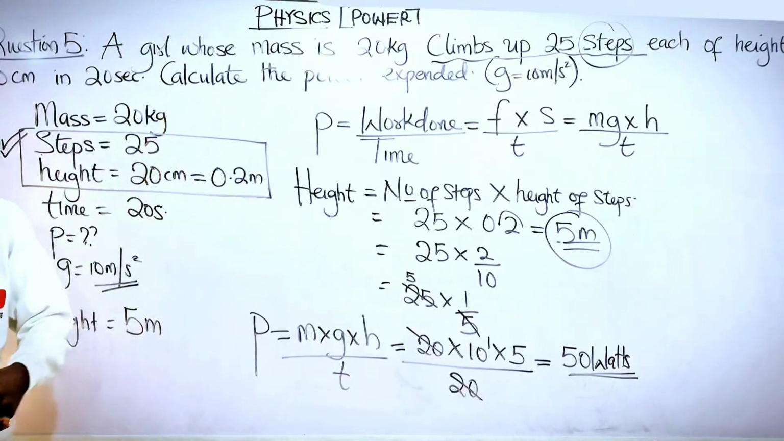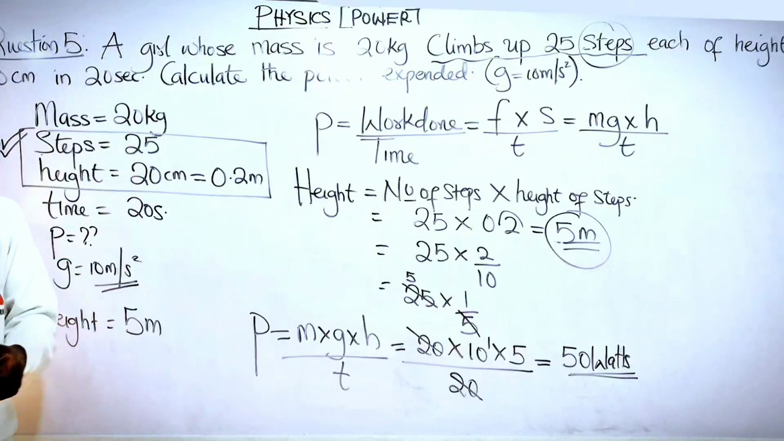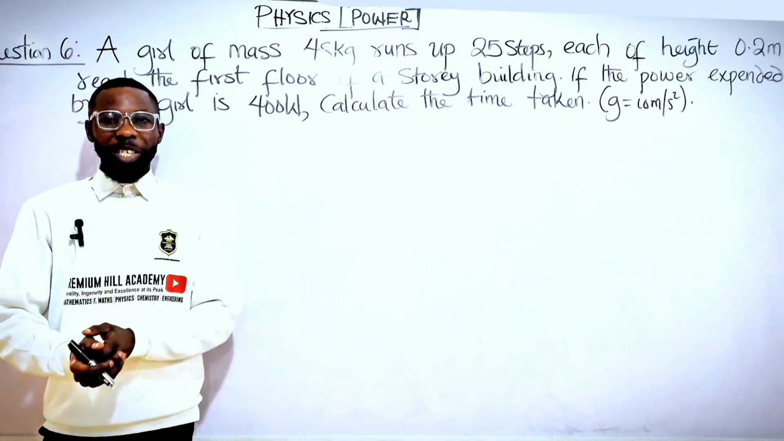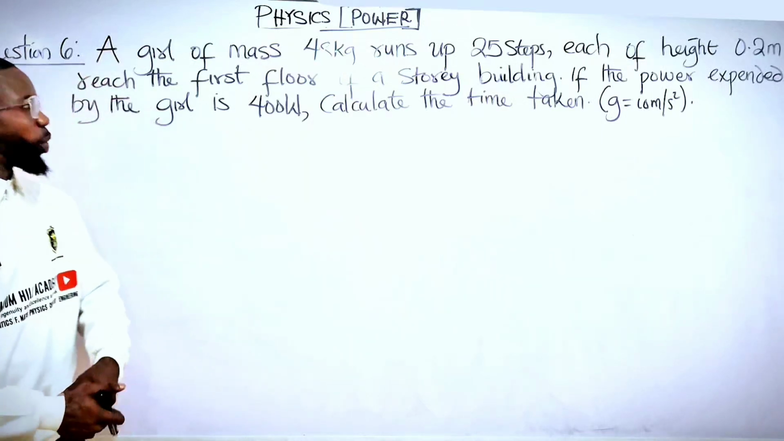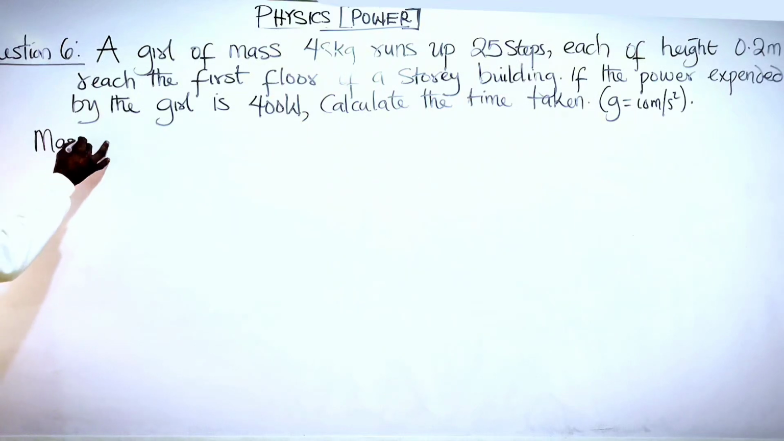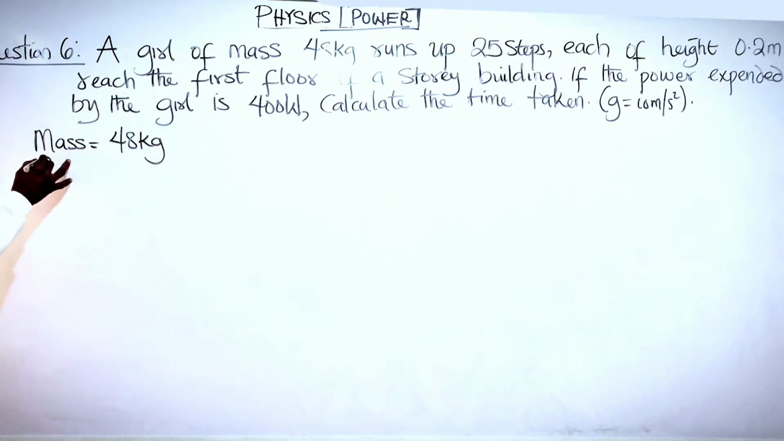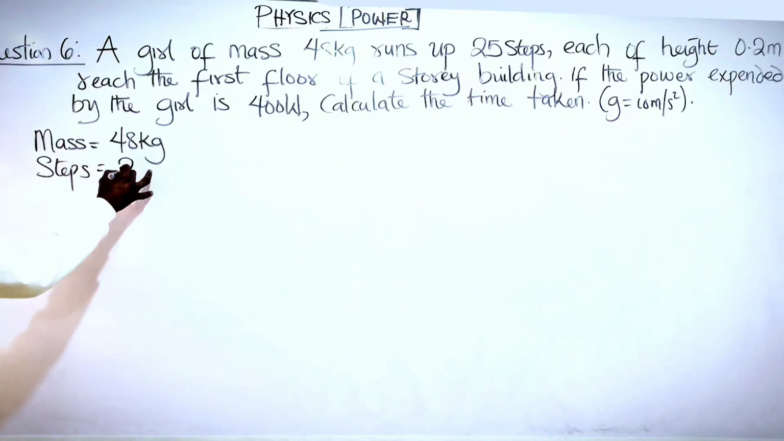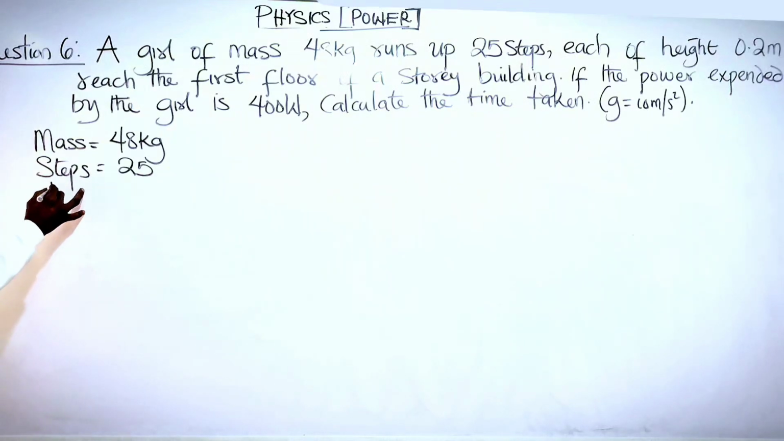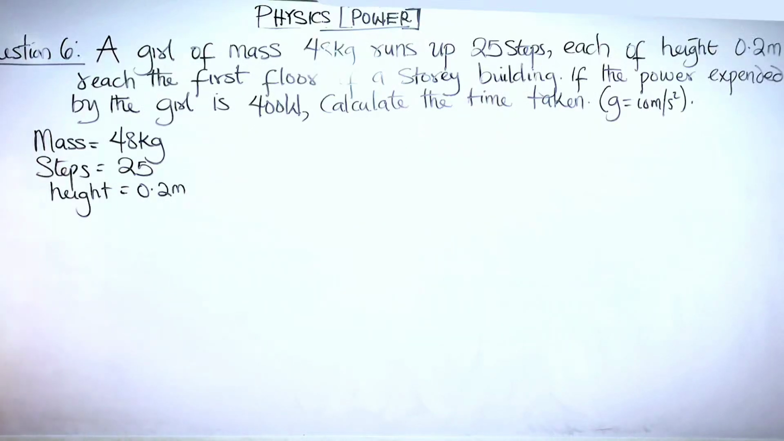Let's take one more question relative to this kind of question. Then we'll see how we can get to it. And let's look at yet another question as regards our special questions on power. The question says a girl of mass 48 kilograms runs up 25 steps, each of a height of 0.2 meters, to reach the first floor of a storey building.